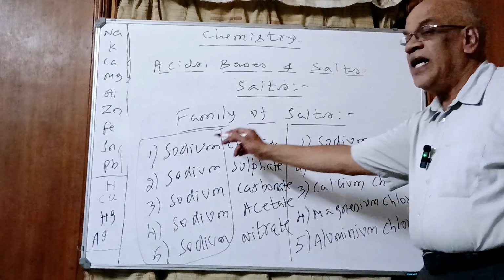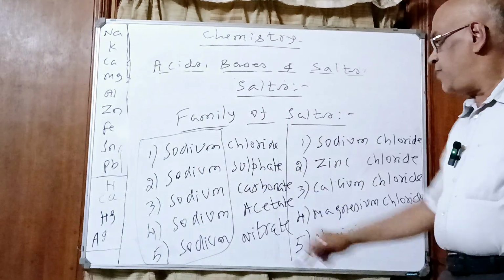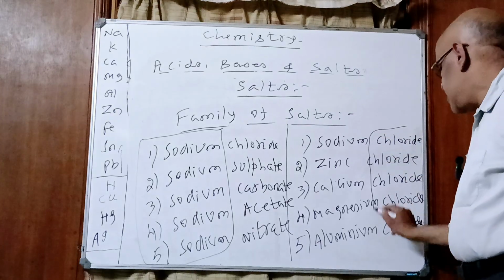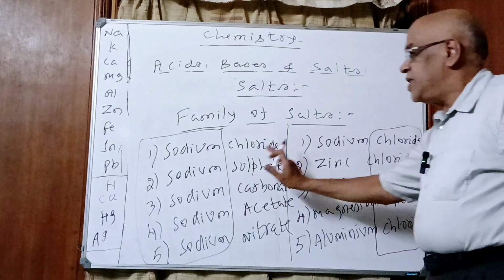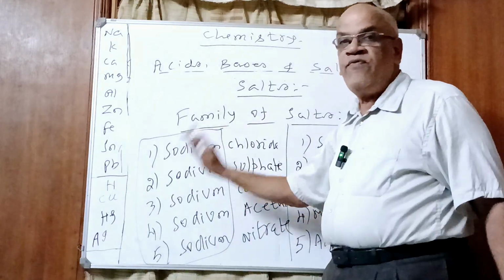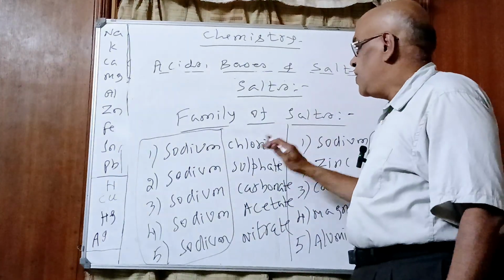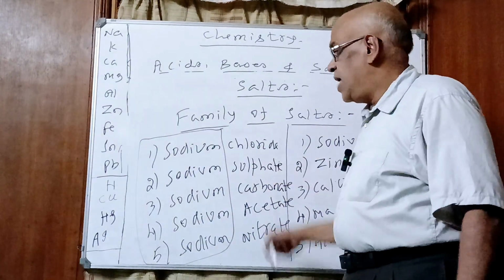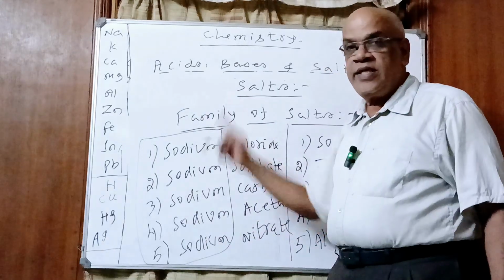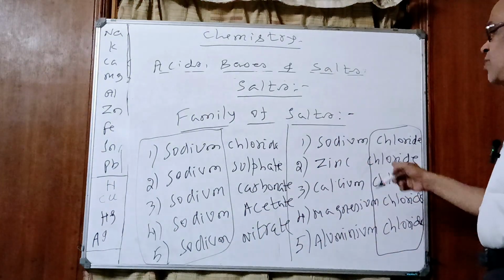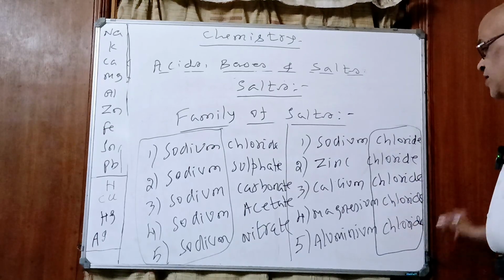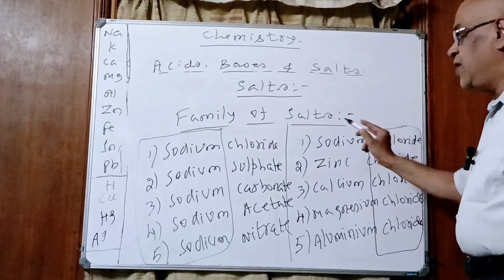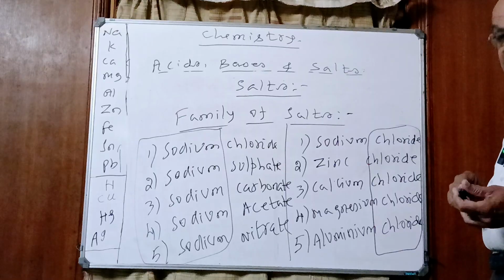Here the cations are the same, sodium. Here the anions are the same, but the cations are different. So this is one group. They belong to the same family of salts. Why the word same? Because the cations are the same, the anions are different. They also belong to the same family of salts. Which salt? Anions are the same, cations are different. This is a small and interesting topic, children.